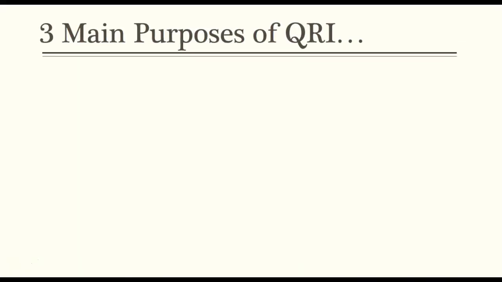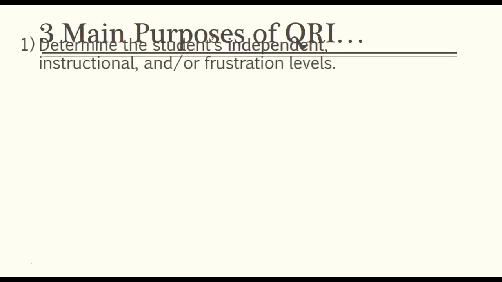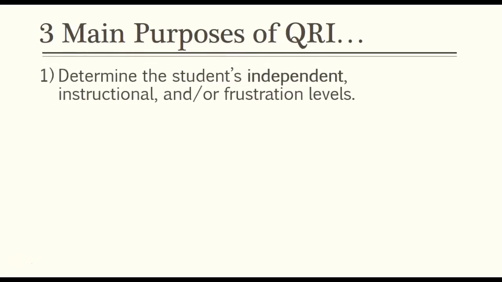So let's switch gears and talk about the QRI. There are 3 main purposes for giving it. It helps you determine the student's independent, instructional, and or frustration levels, which is very important for shaping instruction. We know that independent level texts are ones they can read without any support. So these are great for them to read during independent reading time or at home for leisure and enjoyment because they don't need support and they're not going to struggle with it.